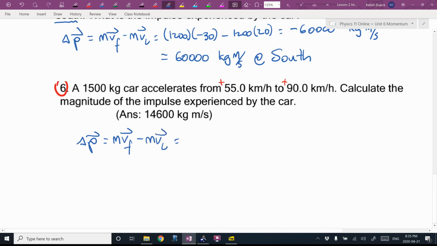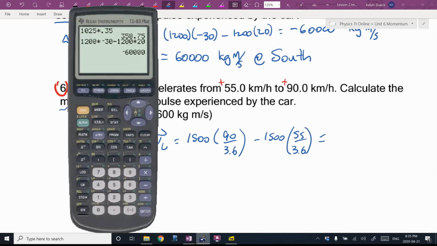I'm going to be really lazy. I'm going to do the conversion from kilometers per hour to meters per second right in the question. So I'm going to go 1500 bracket 90 divided by 3.6 minus 1500 bracket 55 divided by 3.6. They didn't give me a direction, so I can only give the magnitude, but that's okay. All they asked for was the magnitude anyhow. So 1500 times 90 divided by 3.6 minus 1500 times 55 divided by 3.6.